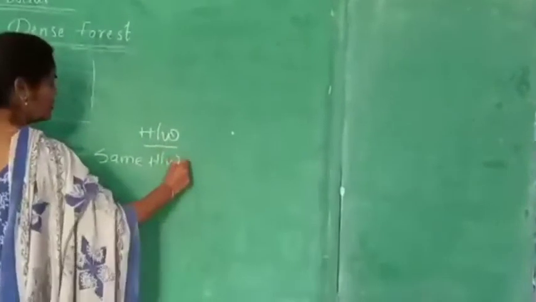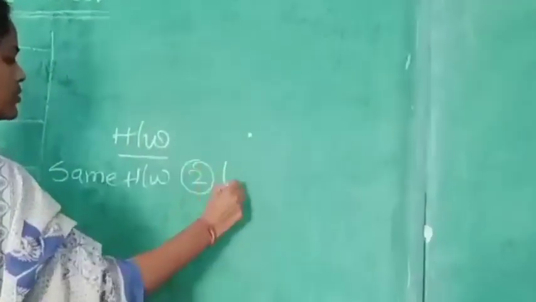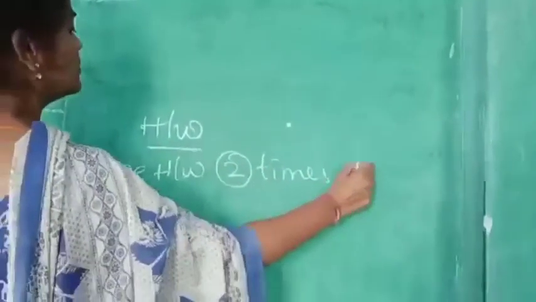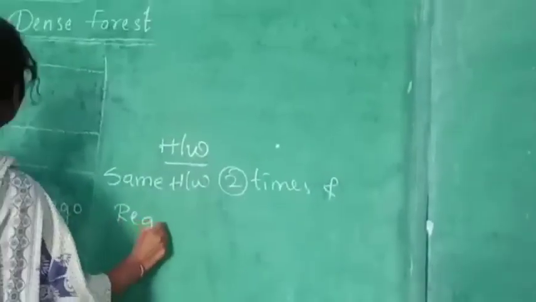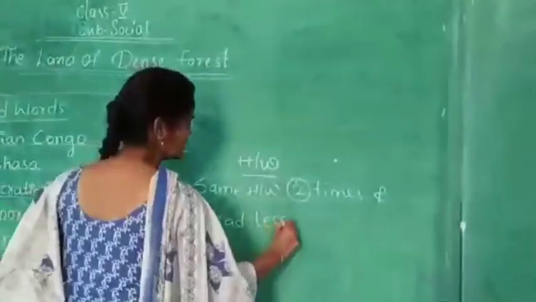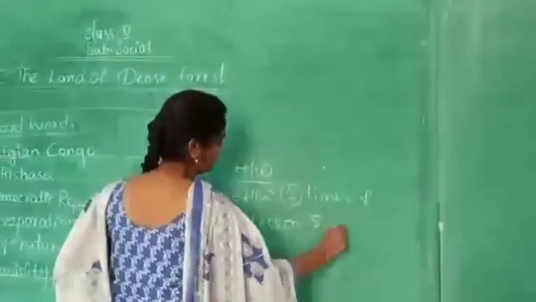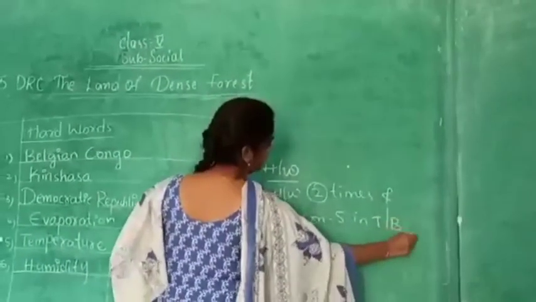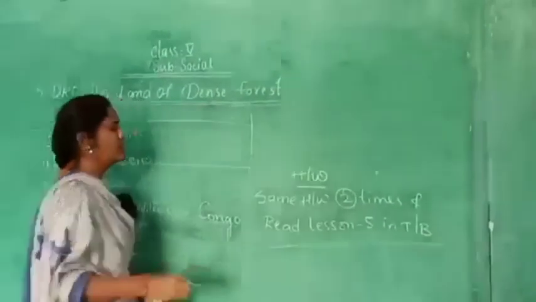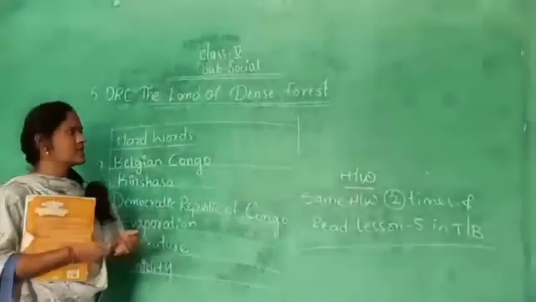Do the same homework two times and read lesson 5 in the textbook. Up to where I have completed the lesson, up to there you read. Okay? Thank you. Next class we will see the next topic.